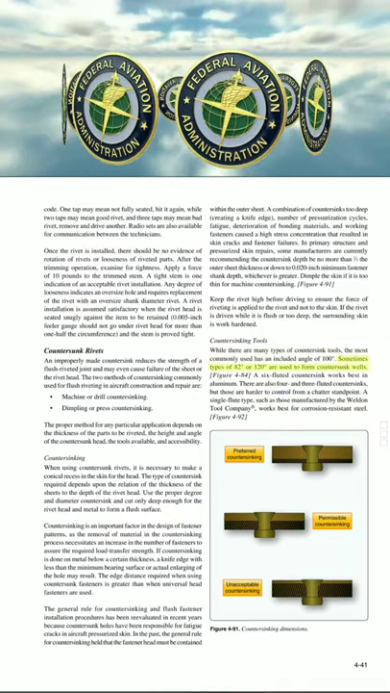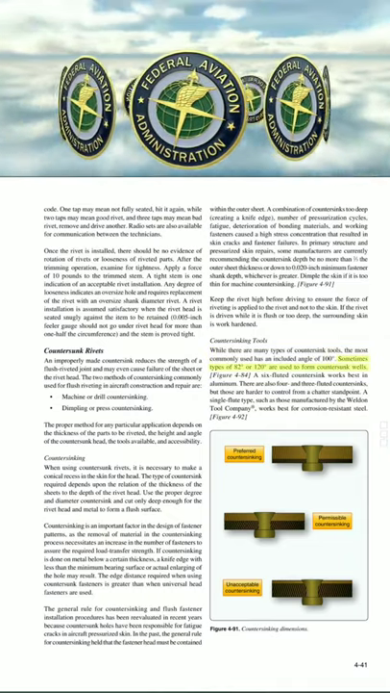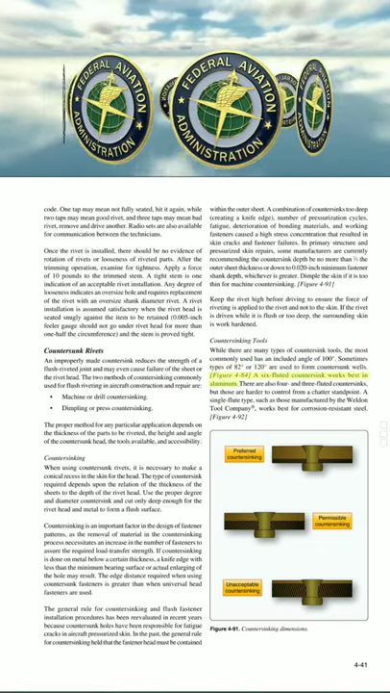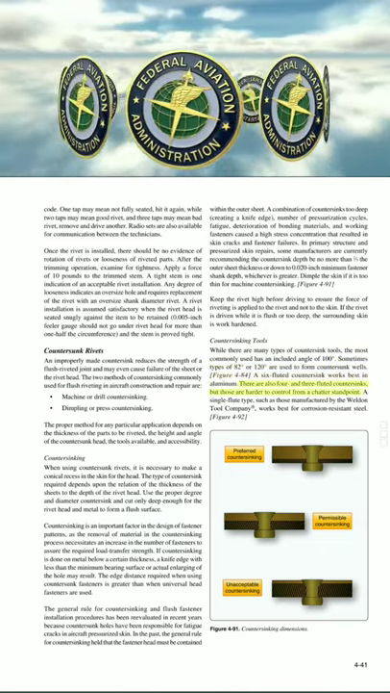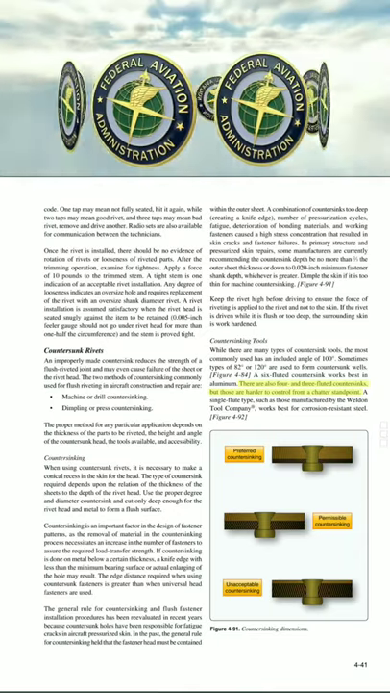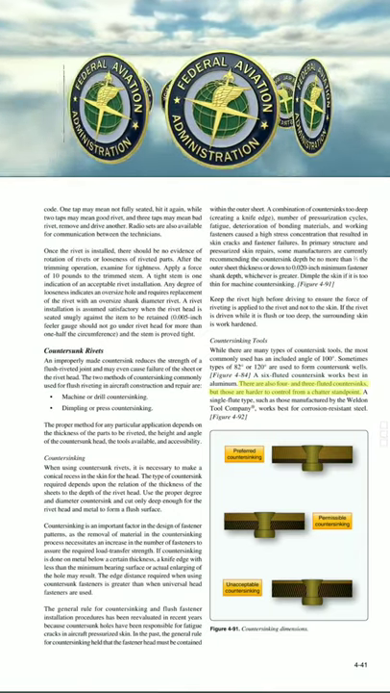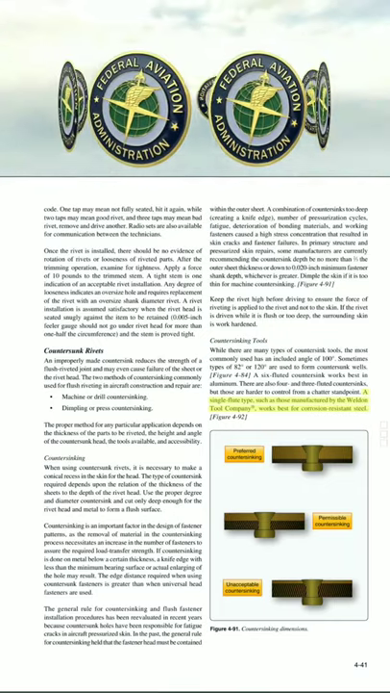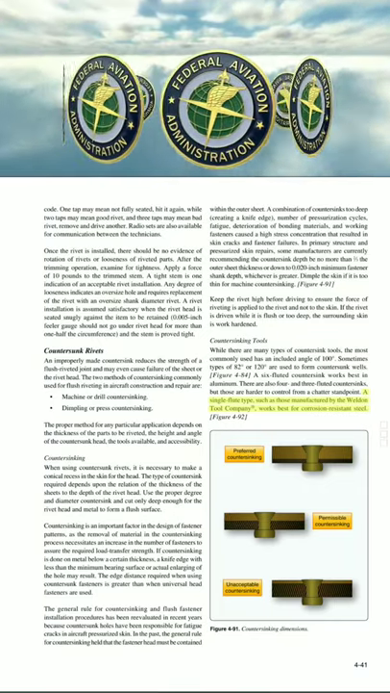Sometimes types of 82 degrees or 120 degrees are used to form countersunk wells. Figure 4-84. A 6-fluted countersink works best in aluminum. There are also 4 and 3 fluted countersinks, but those are harder to control from a chatter standpoint. A single flute type, such as those manufactured by the Weldon Tool Company, works best for corrosion-resistant steel.